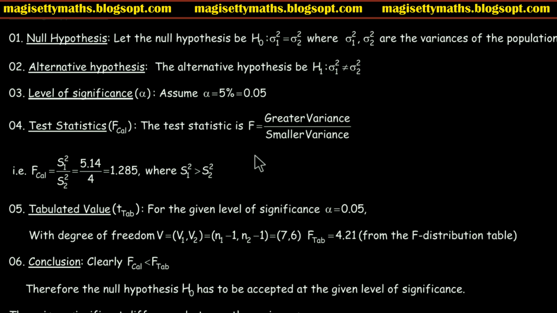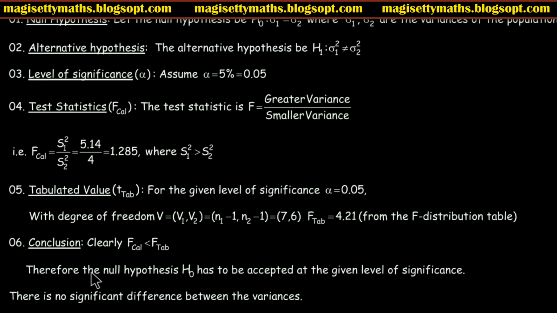Now coming to the conclusion, clearly here Fcal is less than Ftab. Fcal is 1.285, Ftab is 4.21. So Fcal is less than Ftab. Therefore, the null hypothesis has to be accepted at the given level of significance. That is, there is no significant difference between two variances. That means the two samples came from the same population.